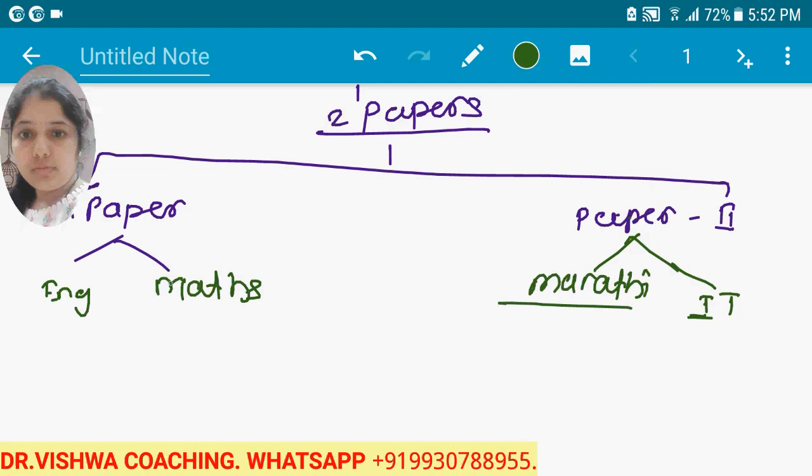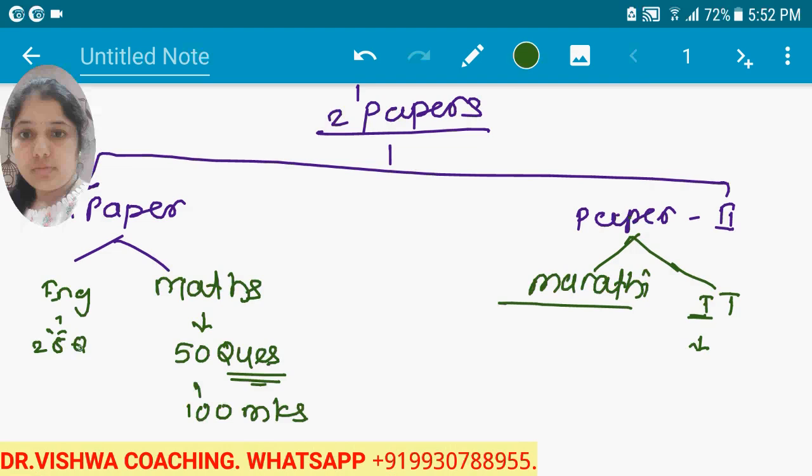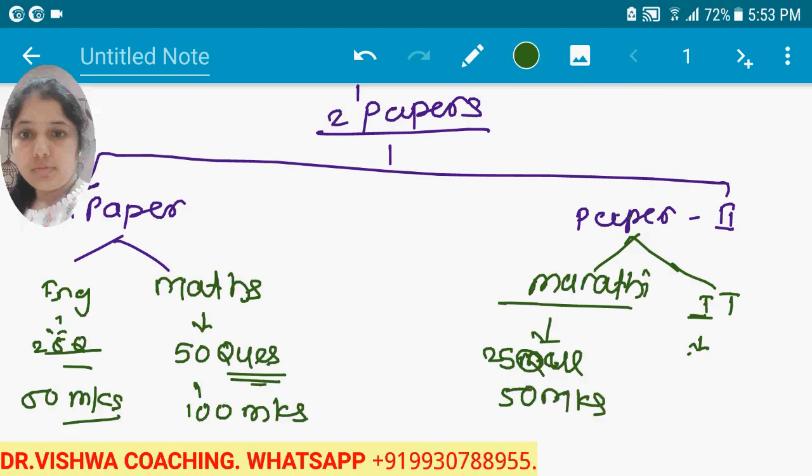Now here the weightage is more for this maths and this IT, because 50 questions are asked related to the subject maths, which weigh 100 marks, and 25 questions are there for English, and their weightage is 50 marks. In the same way Marathi, there are 25 questions for 50 marks, and for IT again there are 50 questions for 100 marks.